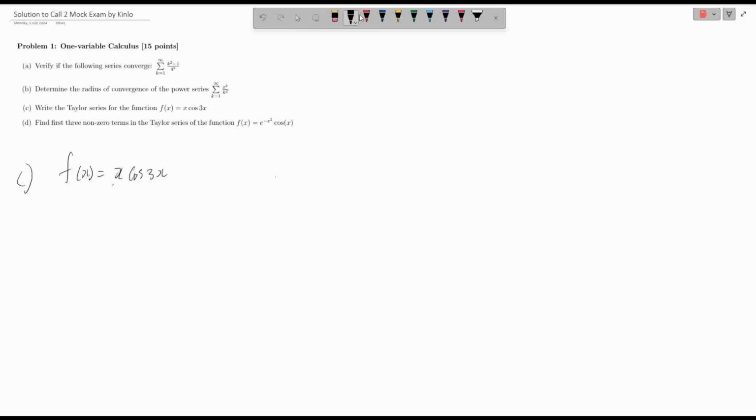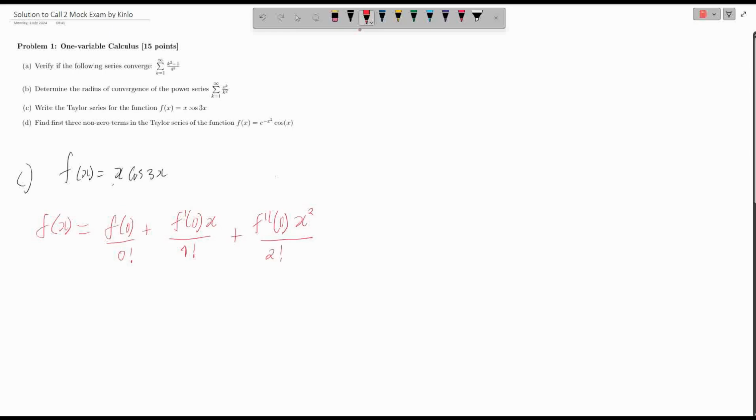We know from the Taylor series formula that f of x equals f of 0 plus f prime of 0 x all over 1 factorial, plus f double prime of 0 x squared all over 2 factorial, plus f triple prime of 0 x cubed all over 3 factorial, and so on. That's what we need to take note of. Now from here we see that we have to compute the first derivative, second derivative, and third derivative.